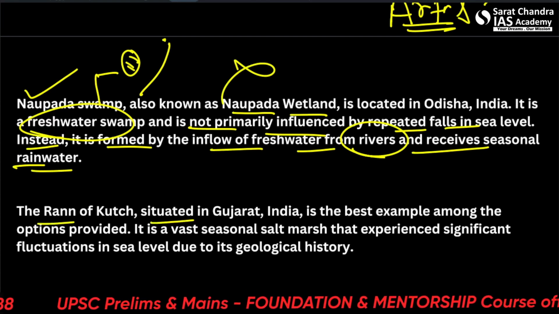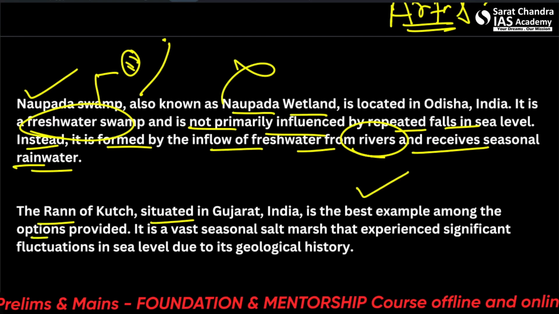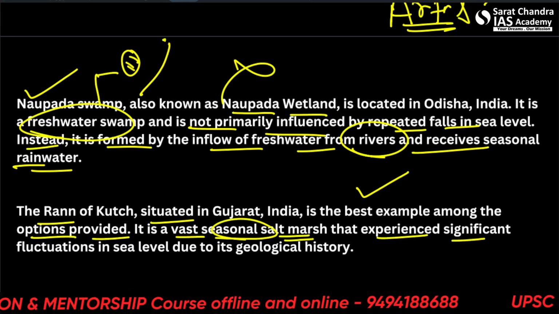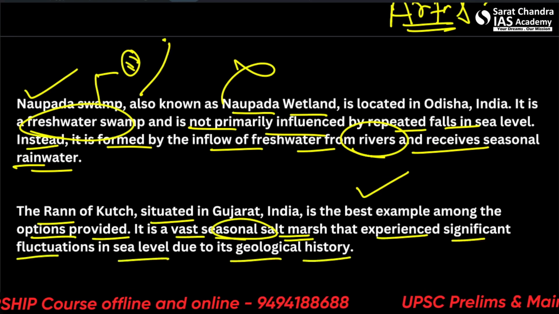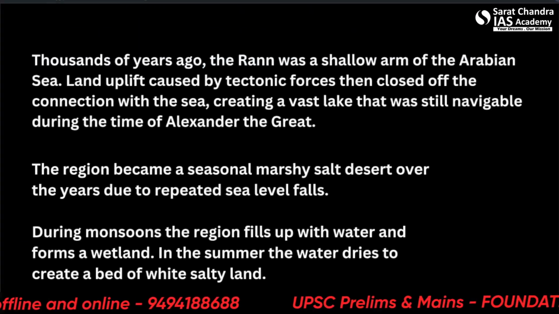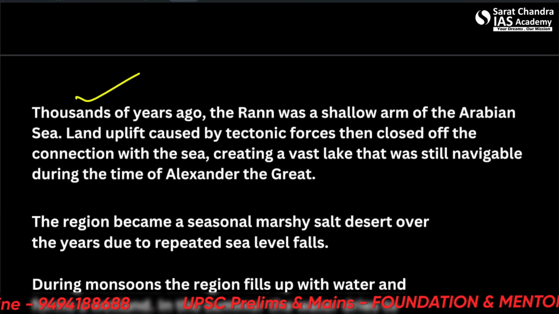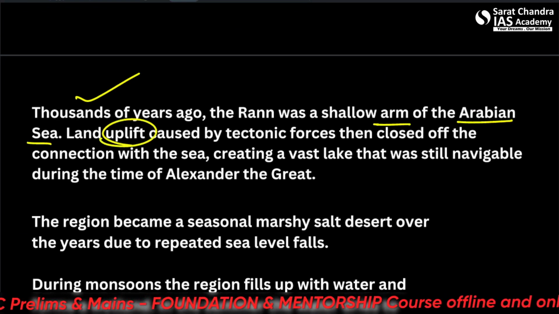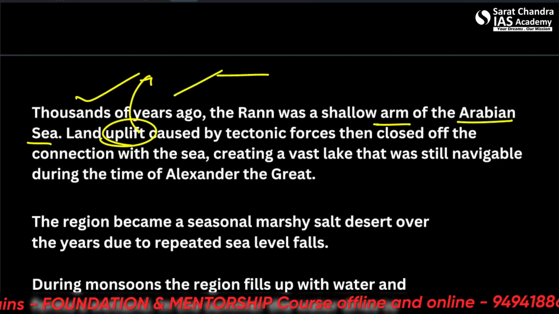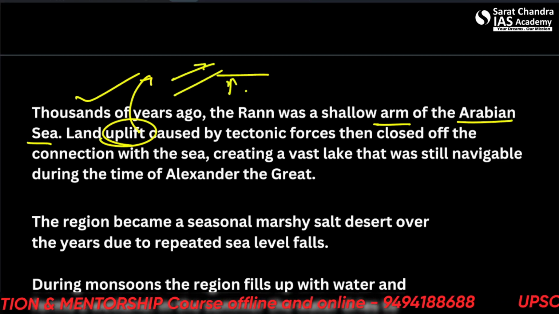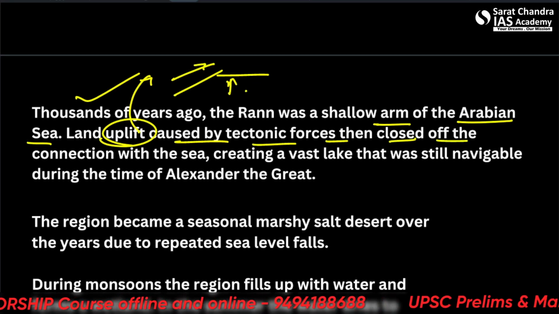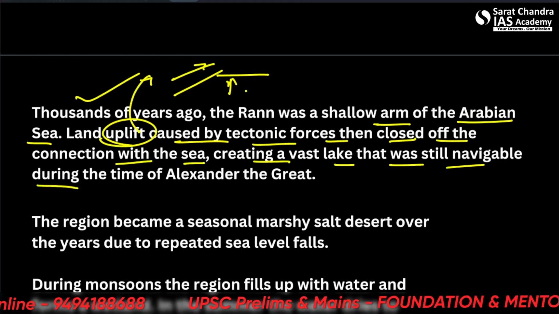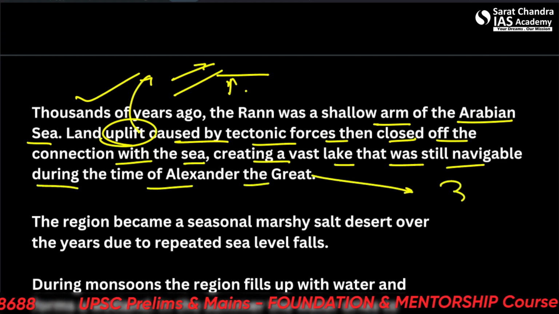The Run of Kutch, situated in Gujarat, is the best example among the options provided. It is a vast seasonal salt marsh that experienced significant fluctuations in the sea level due to its geological history. So let's see about this. Thousands of years ago, the Run was a shallow arm of the Arabian Sea. Land uplift, that means land has to emerge if the sea level has to fall, caused by tectonic forces, then closed off the connection with the sea, creating a vast lake that was still navigable during the time of Alexander the Great. So we are talking about almost 323 BC.